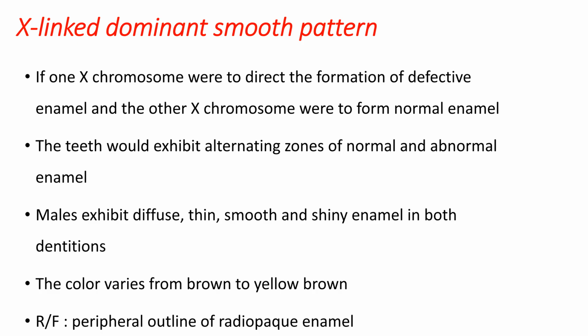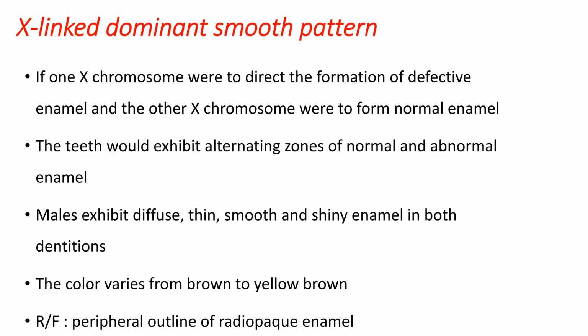If one X chromosome were to direct the formation of defective enamel and the other X chromosome were to form normal enamel, the teeth would exhibit alternating zones of normal and abnormal enamel. So males show different clinical features, and females show different clinical features.